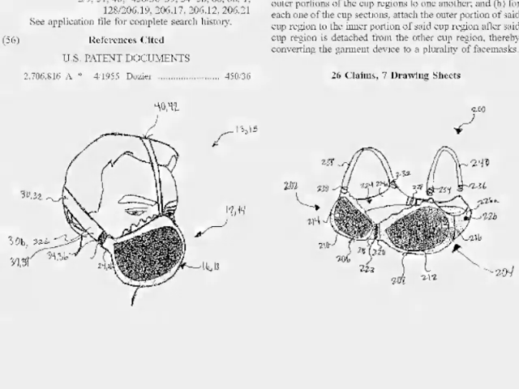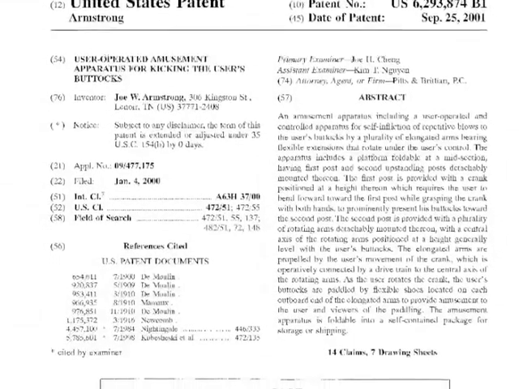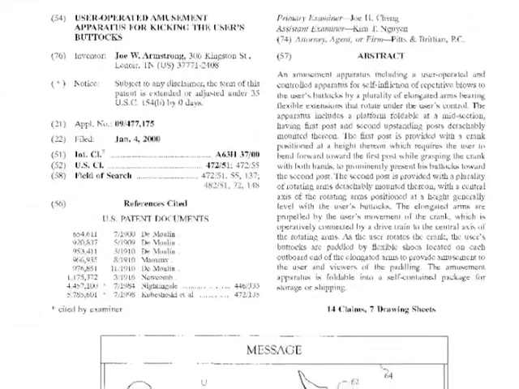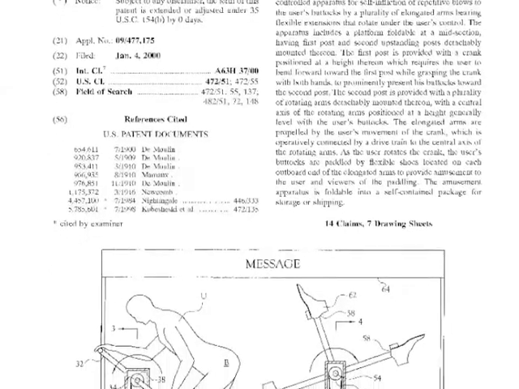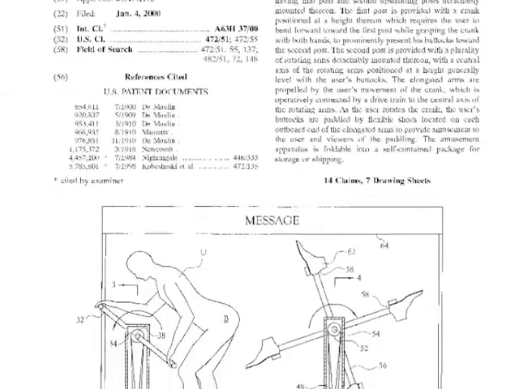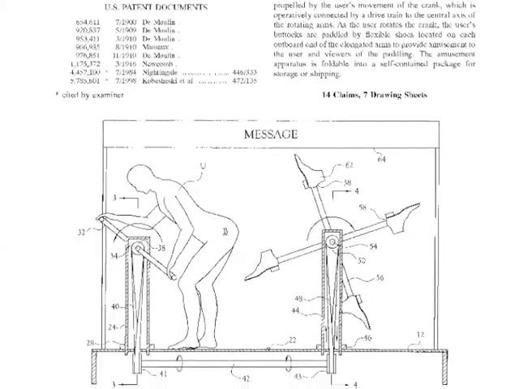Finally, from the grave matters of threats to mice and men, we move to comic relief. Joe Armstrong, in his patent 6293874, describes a contraption that can be used to kick butt, that is, your own. Again, I'm not making these things up.